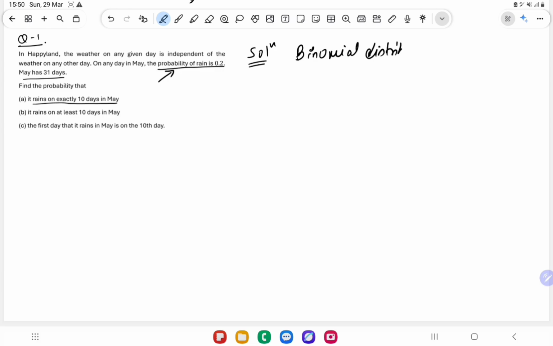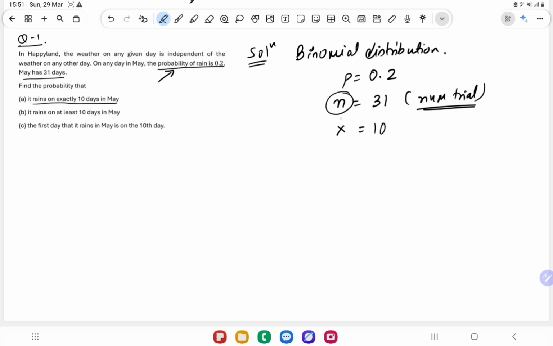binomial distribution in your GDC. Now for binomial distribution, we will need the probability that is given to us as 0.2, and this 31 will be your num trial, that is your n. You can remember, because you will see this word num trial in your GDC, and this 10 used in part A will be your exact value that is represented by x in your GDC. So these two things you have to remember for your GDC.